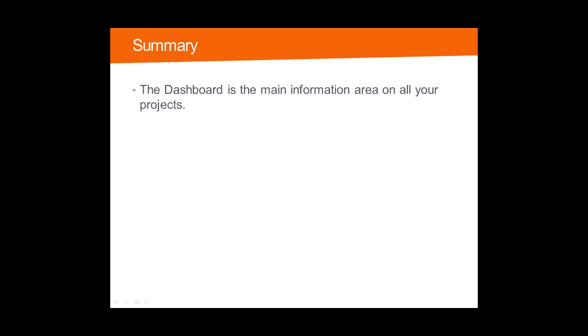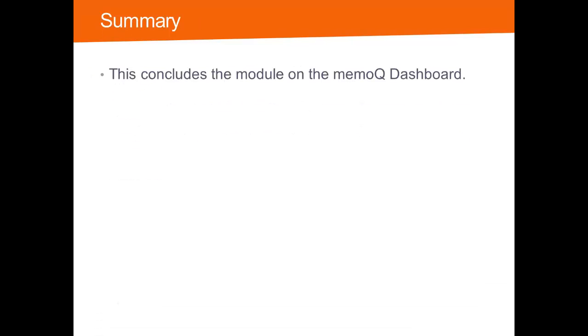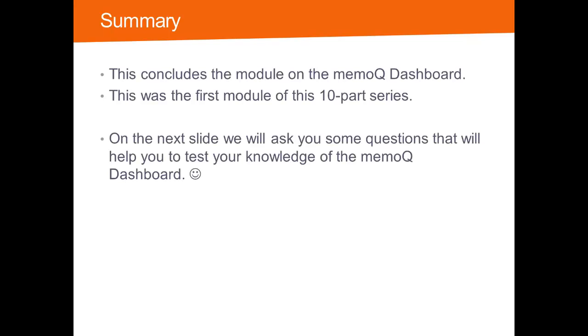In summary, the dashboard is the main information area on all your projects. Here, you create, manage, and delete your projects. The icons and colors show you what kind of project it is, how far it has progressed, and what the status of the project is. This concludes the module on the MemoQ dashboard. This was the first module of this 10-part series. On the next slide, we will ask you some questions that will help you to test your knowledge of the MemoQ dashboard.